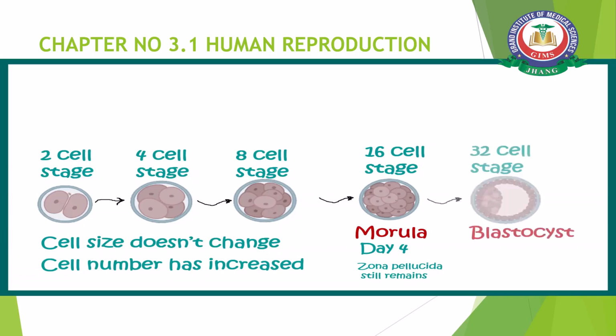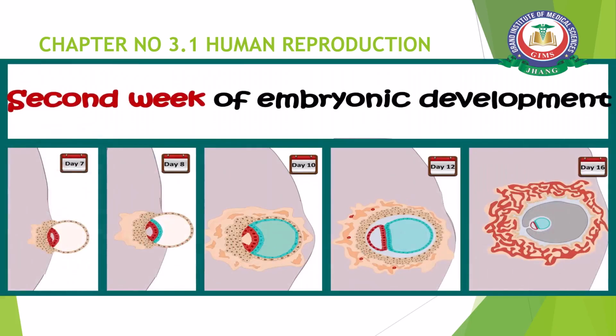After the 16-cell stage, there would be the 32-cell stage, and this structure is known as the blastocyst, and it would be readily implanted in the uterine membrane or the uterine wall. So the blastocyst would shed its zona pellucida and get implanted into the uterine cavity. This would be the initiation of the second week of embryonic development, and this implantation takes place on day 7.